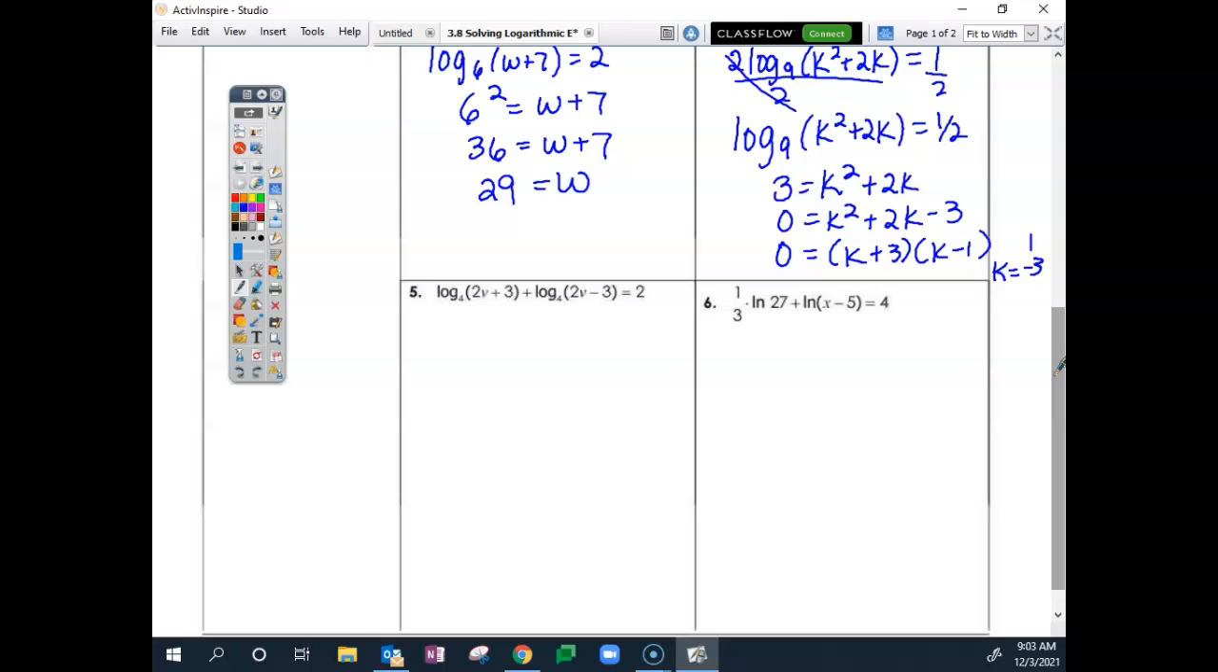Okay, so the next thing, what does the plus mean? Multiplied. So I'm going to have log base 4 of 2b plus 3 and 2b minus 3 equals 2. And so now, is the log by itself? Yes? So now can I put it in exponential form? Yes.